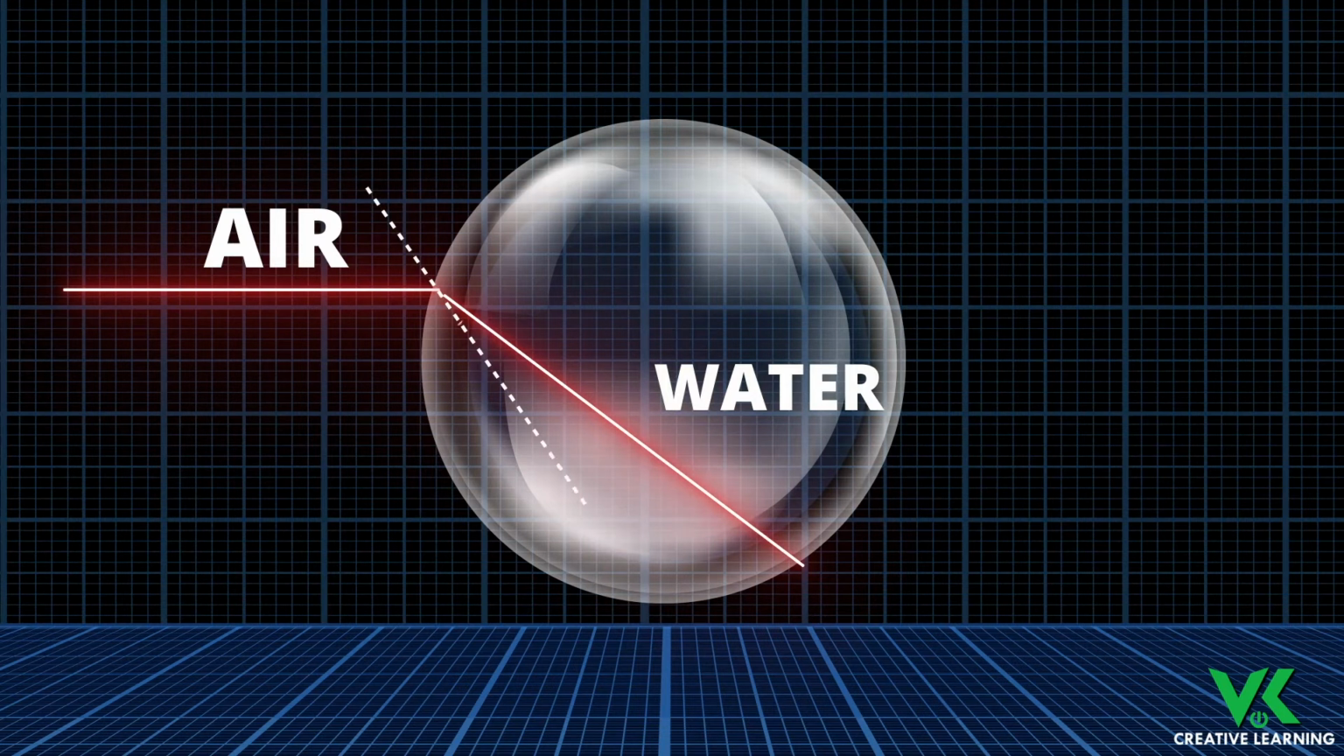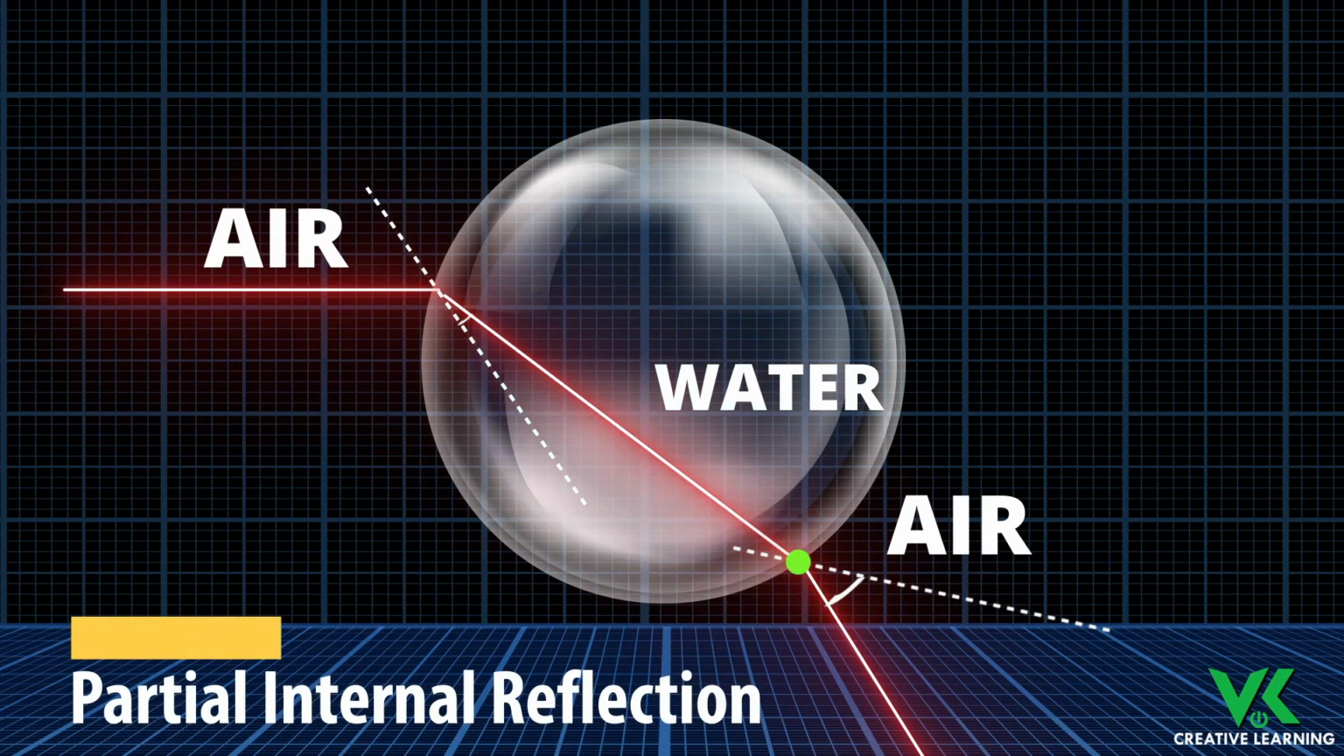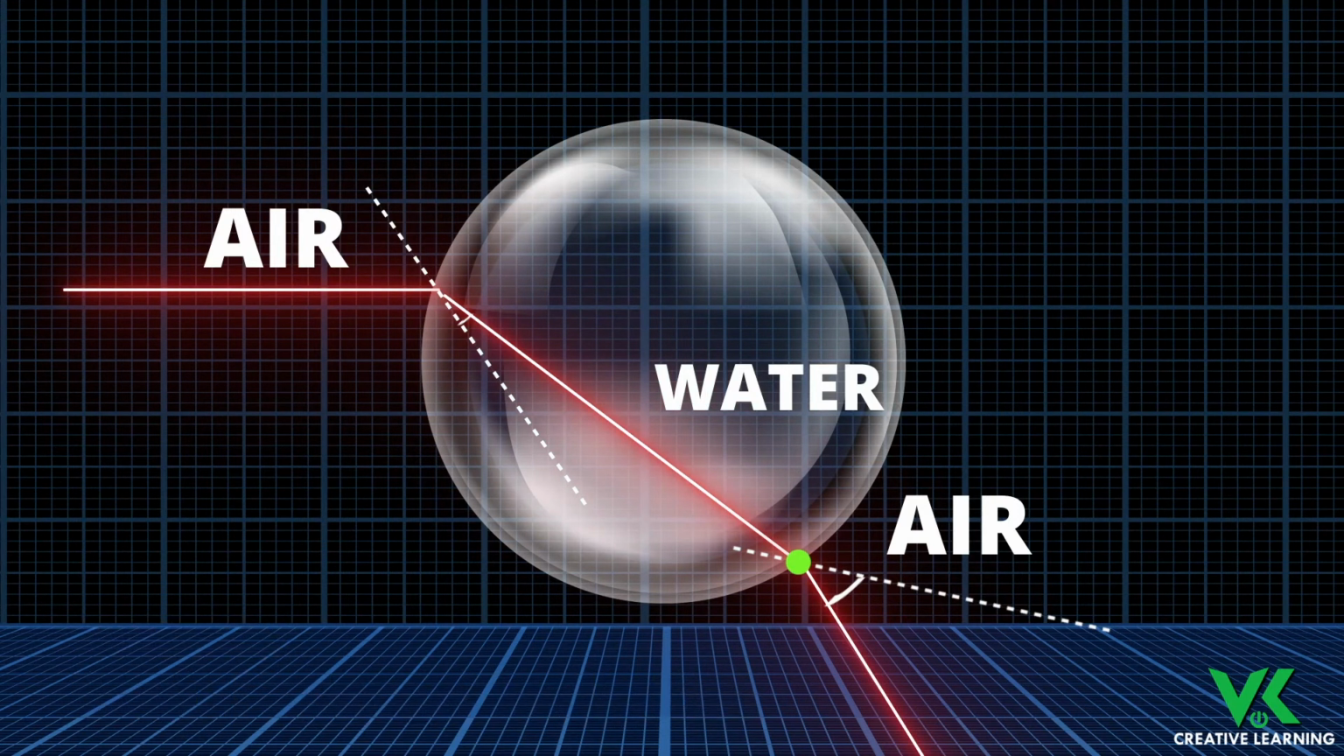So it will refract. Now if you follow that refracted ray, it will reach the other side and reach an interface where it's moving from water to air. So therefore it will refract again. But I'm not concerned about that. I'm concerned about another phenomenon that takes place over there. It's called partial internal reflection. So most of the light will get refracted and some of the light will also get partially reflected back inside.